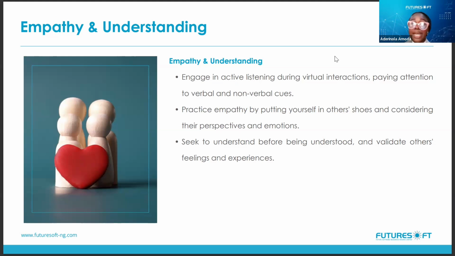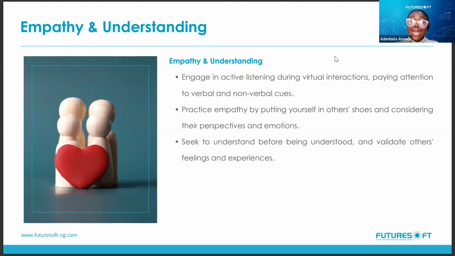Practice empathy, as I mentioned earlier, by putting yourself in others' shoes and considering their perspectives and emotions. So don't just think about yourself, about what you think, even if it doesn't seem like it makes sense at first. Just think about it and try to put yourself in that person's shoes. Okay, so what's this person trying to say actually? Just imagine yourself in that person's shoes. That way you can probably have an idea as to what that person is trying to communicate. So this helps in a virtual workspace. This definitely would help you boost your emotional intelligence skills.